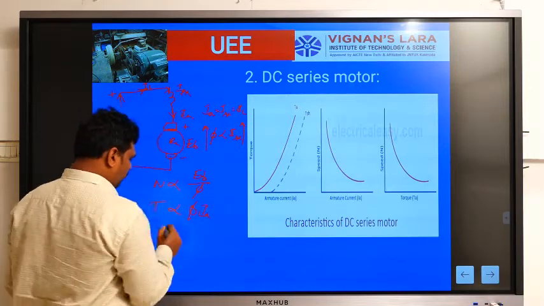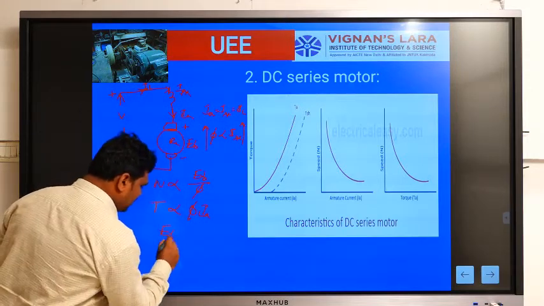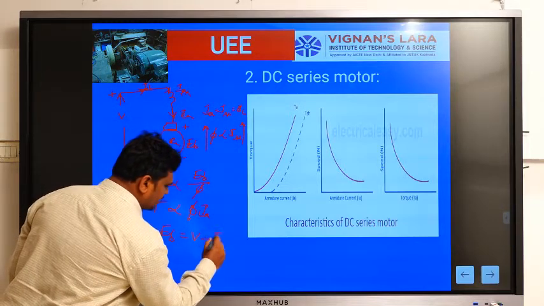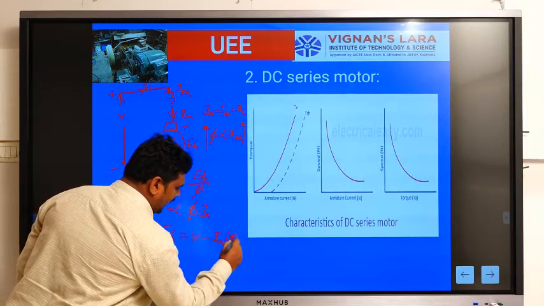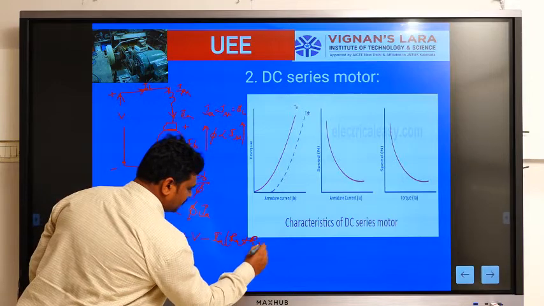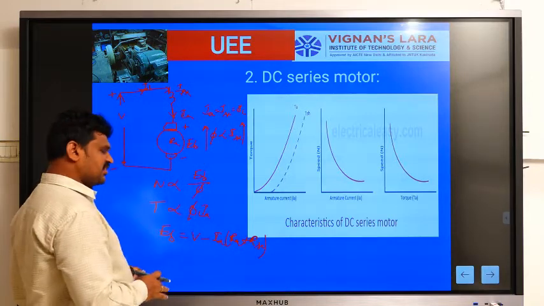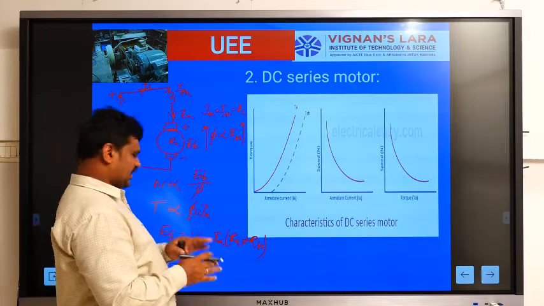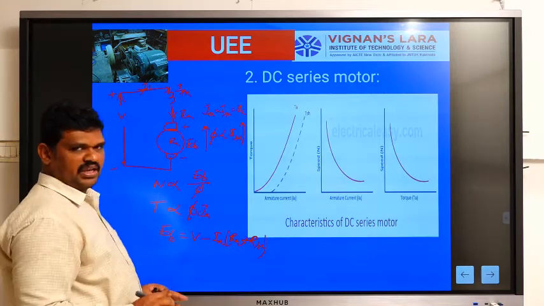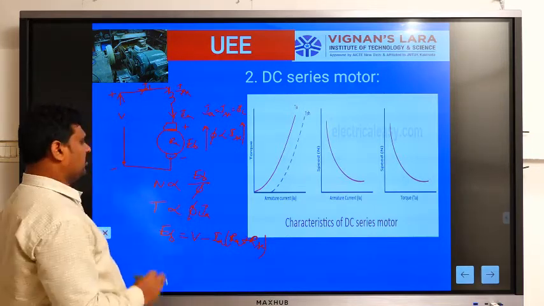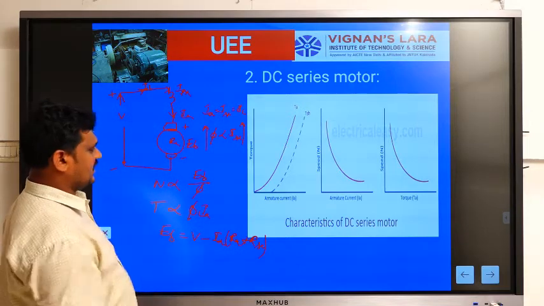Okay, now what is the EB? Here EB is equal to V minus IA into (RA plus RSC). In shunt, it has only the RA, but in the series machine, it has RA plus RSC. Okay, RA plus RSC. Now, come to the characteristics.